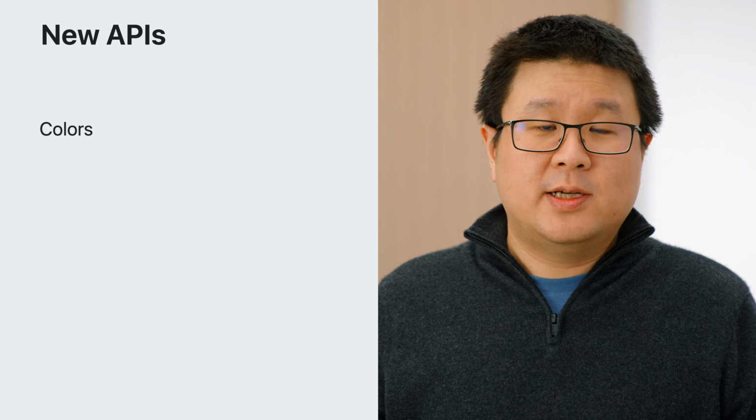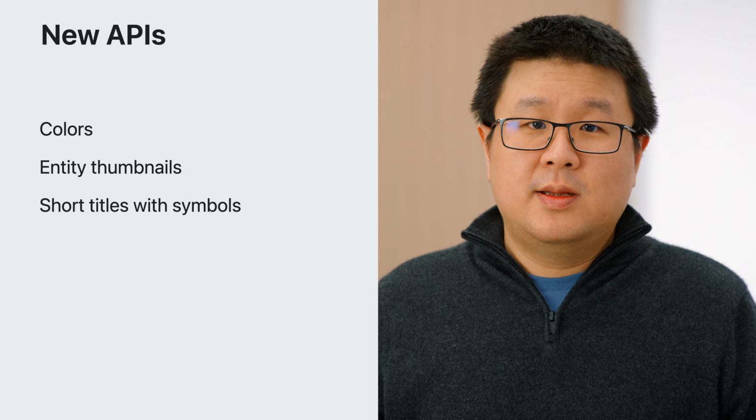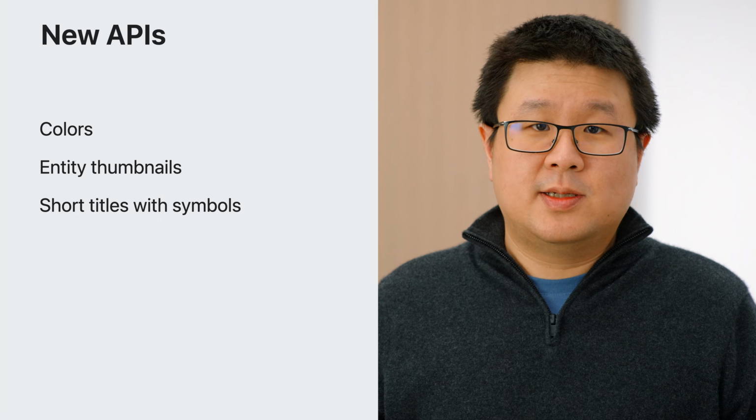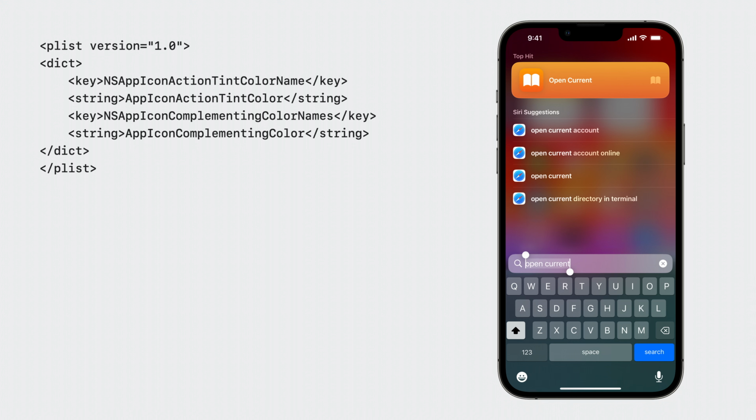To take advantage of all of these great new features and bring attention to your app shortcuts, we've introduced new APIs around colors, entity thumbnails, and short titles with symbols. These new APIs are required for all app shortcuts and will help your app really stand out. I'll start with colors. You can now set up to 2 colors in your app's info plist that the system will use when your app appears in Spotlight or Shortcuts.